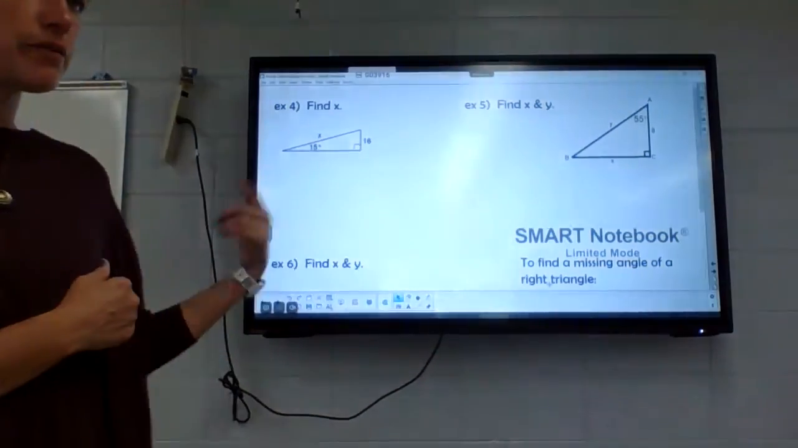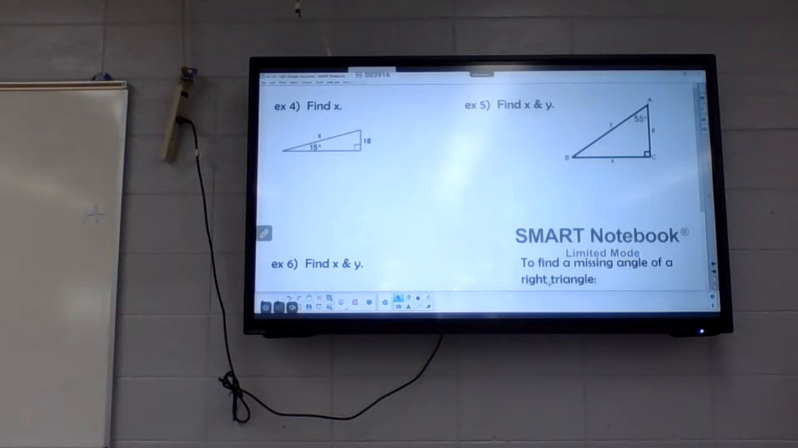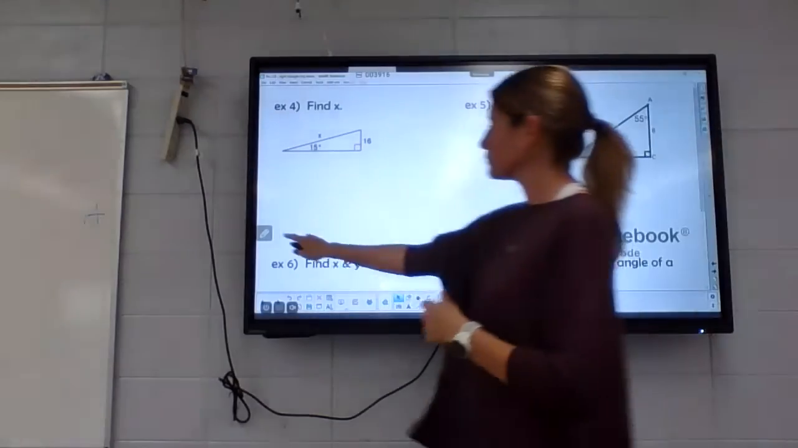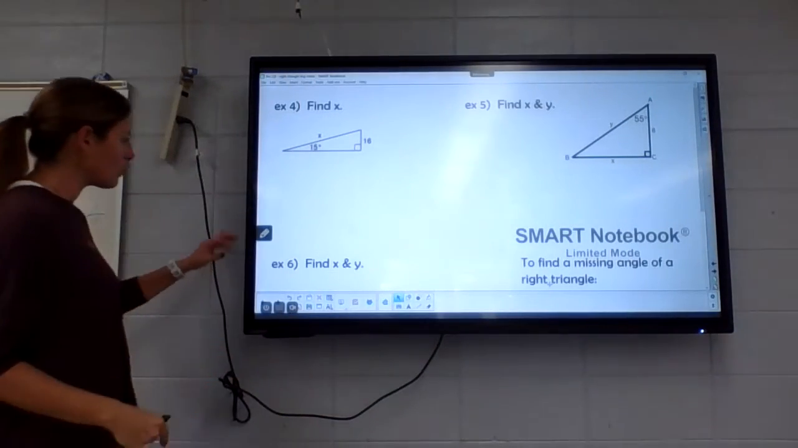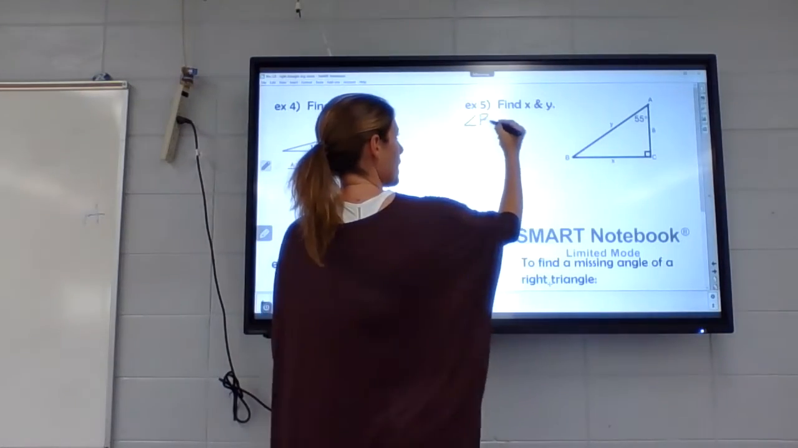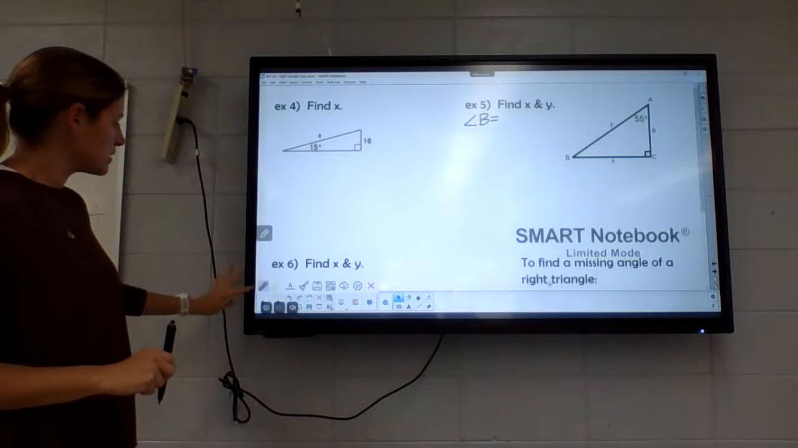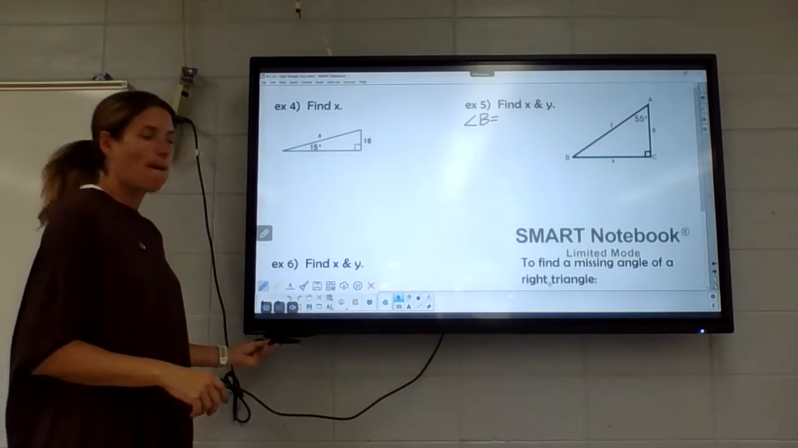So like I said, I think we've already done example 4. We're ready to do example 5. It wants us to find x and y. I actually might also say let's find angle B as well. So kind of as a warm-up question here, if you guys want to do that, find x, y, and then also angle B. So take a minute to do that if you haven't already.